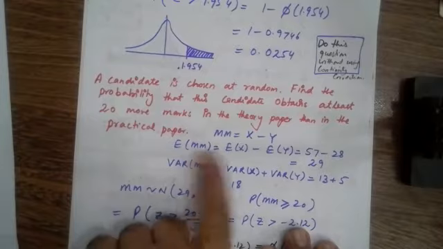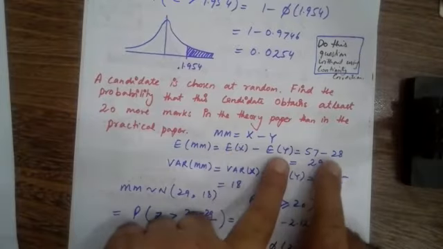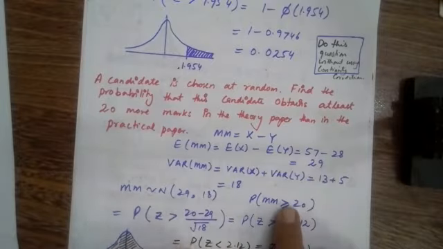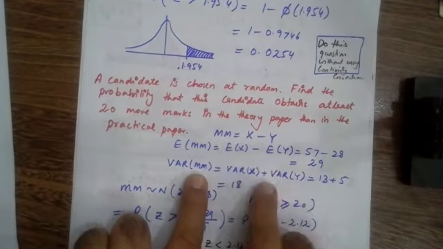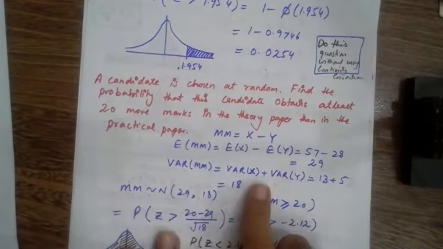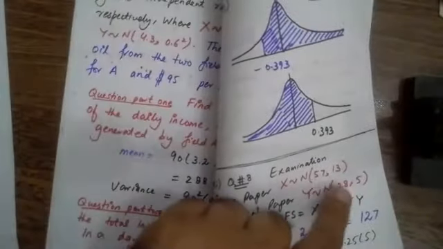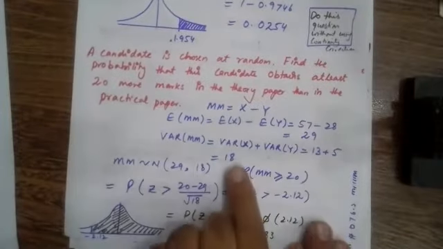The expected value of more marks is the expected value of marks in theory minus expected marks in practical. It turns out to be 29, and the variance of this is the variance of X plus the variance of Y. You know that this minus gets converted into plus when we are calculating the variance. It is equal to 13 plus 5. Where did I obtain the value of 13? From here and here. 13 plus 5 gives this value, which is equal to 18.